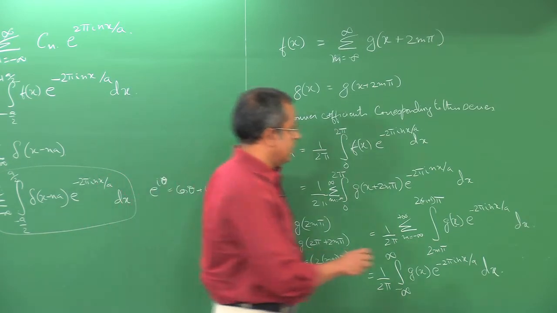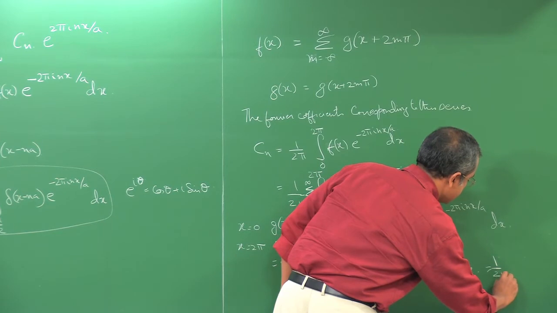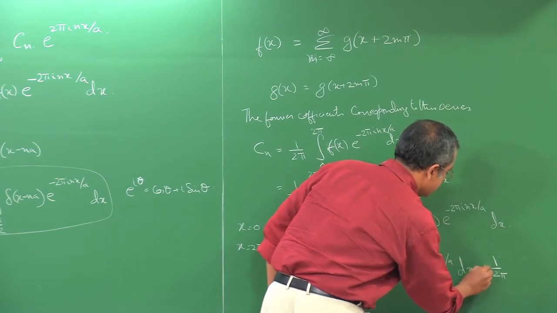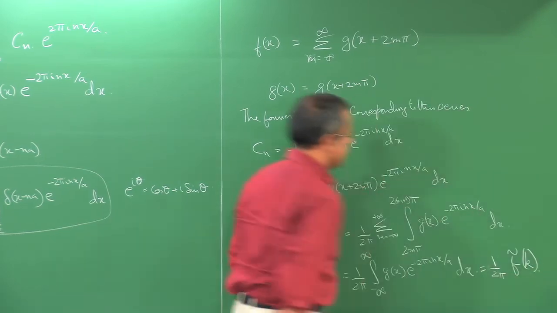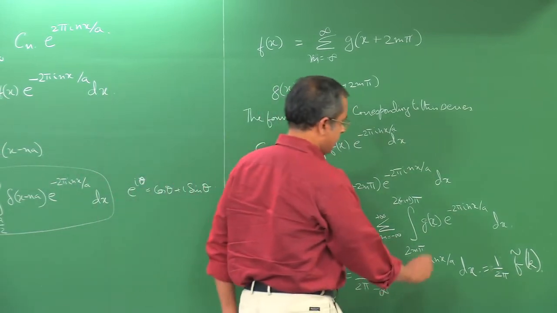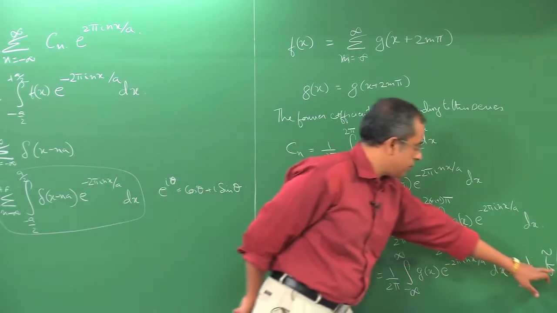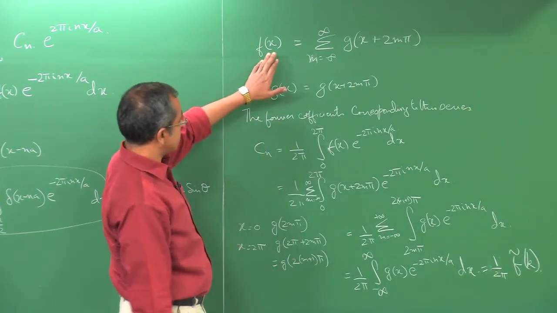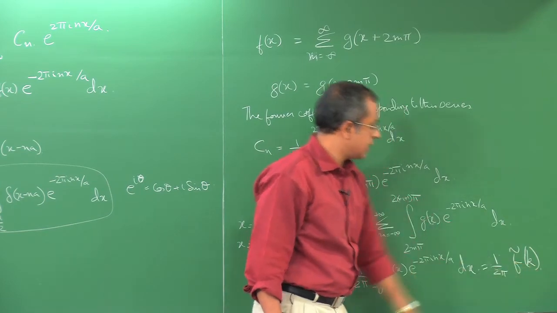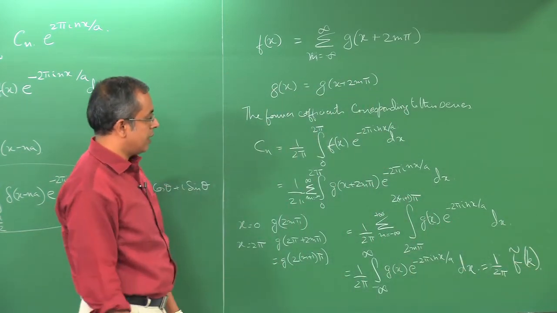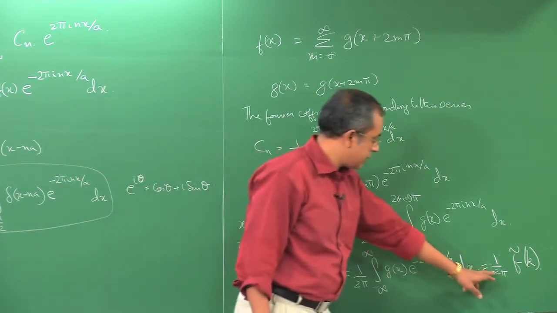So, this is nothing but 1 over 2 pi f tilde k. So, this is the Fourier transform of the function. Okay. So, we started with the function f of x, the Fourier transform of it is typically represented with this f with this tilde mark on top of it with a new variable k, such that k and x are conjugate variables, they relate to each other through a Fourier transform, and this is the expression you are getting.